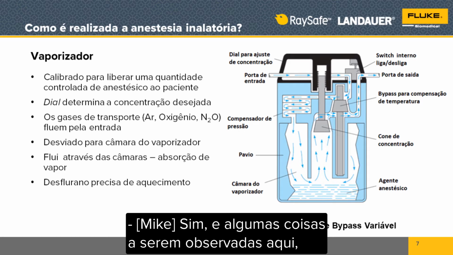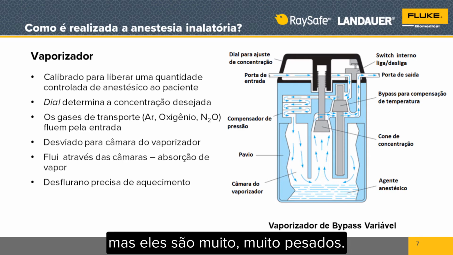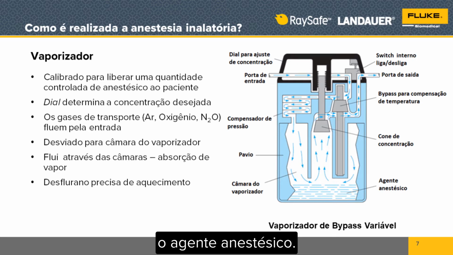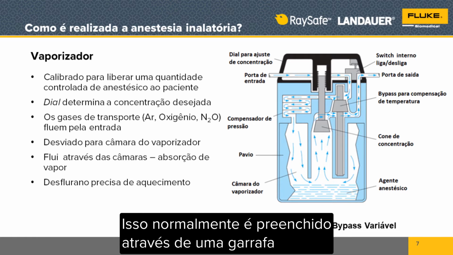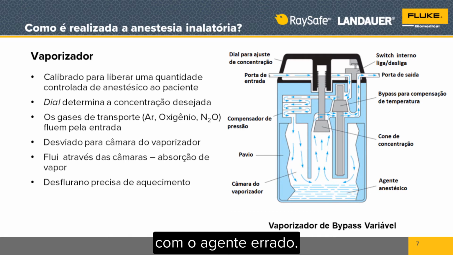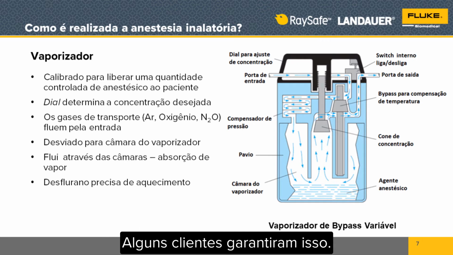Some things to note here are that this system is, I don't know if you guys have dealt with one, but they're very, very heavy. They're not the easiest things to move around, and they're sensitive to angle. So that wicking system, you see that fluid there at the bottom, the anesthetic agent, that's typically filled through a bottle that is keyed. So you shouldn't be able to fill the wrong agent in there, but you can if you try really, really hard. We've been assured of that by some customers.